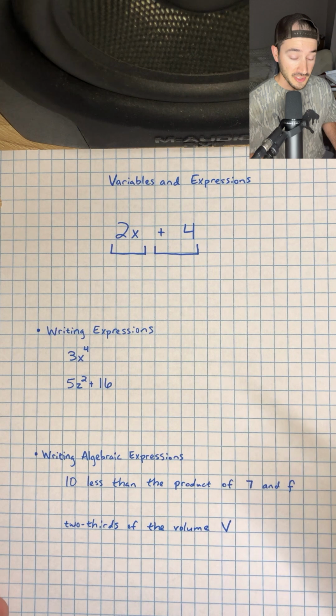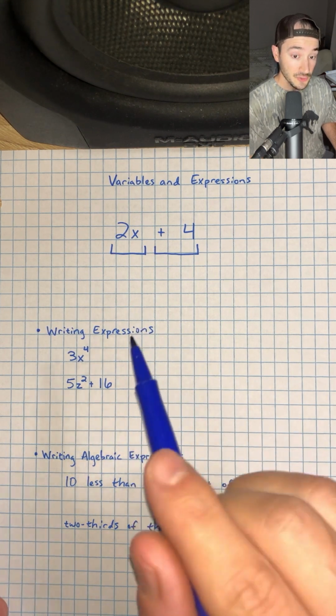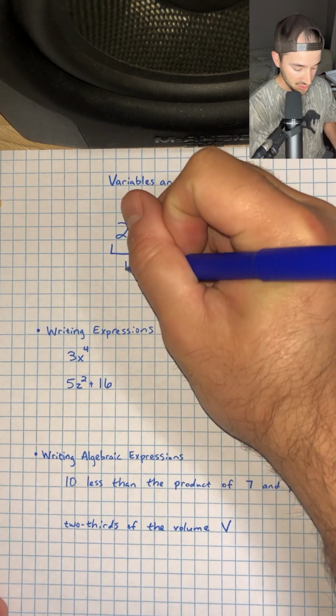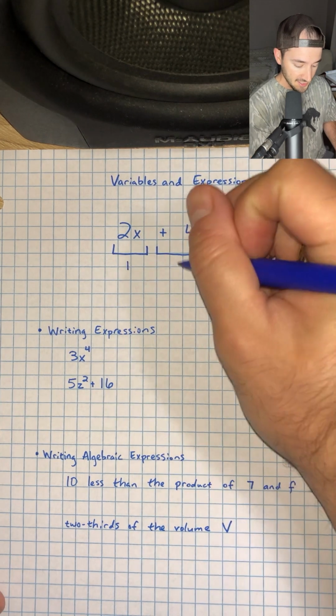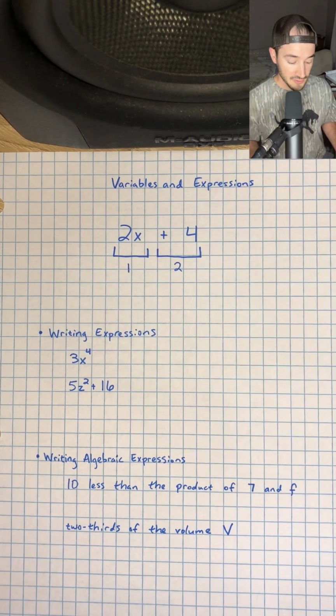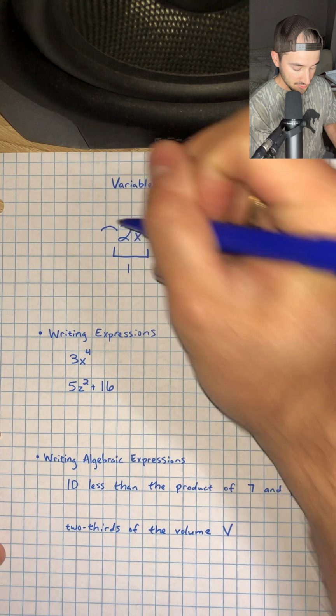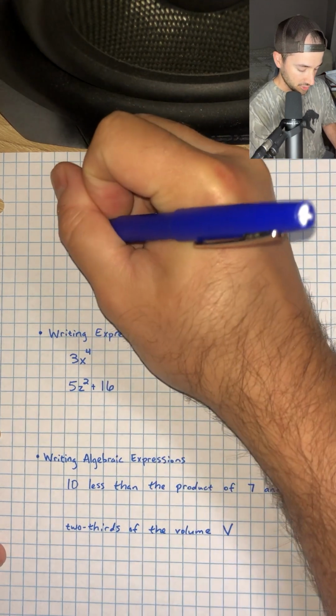So the first thing I want you to know is that this expression has two terms, okay? So we have the first term is 2x, and the second term is plus 4. So our terms are usually separated by a plus or a minus. Now you may already know that this 2 that's right in front of the x is called a coefficient.